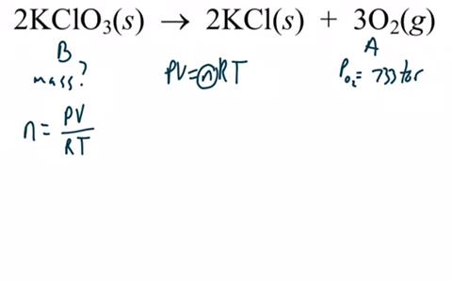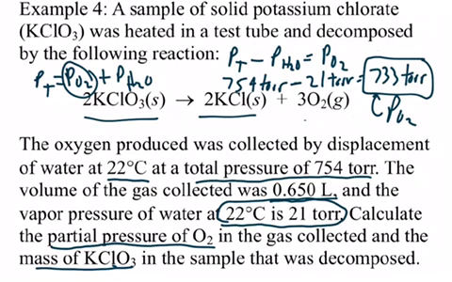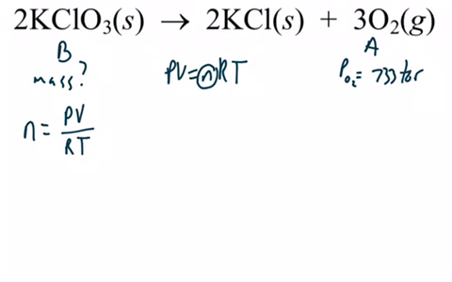Now, if you recall from before, we were given the temperature, 22 degrees Celsius. We got to change that to Kelvin. We have the volume, and we also have the pressure. Be careful, you're going to use the pressure of the oxygen, not the total pressure. We don't care about the total pressure because the stoichiometry is specifically between oxygen and KClO3.